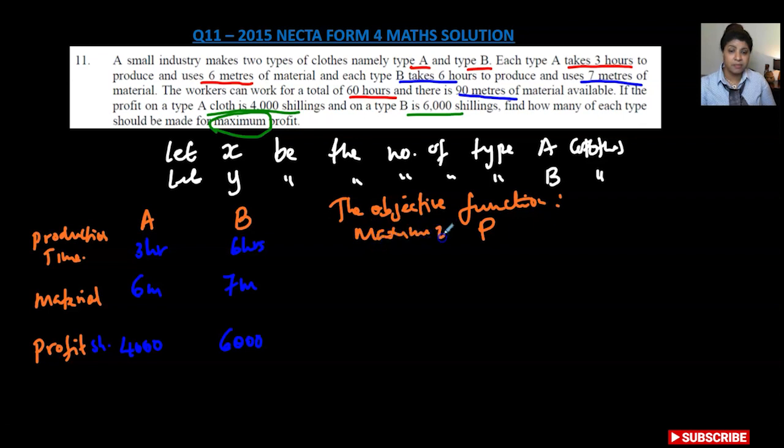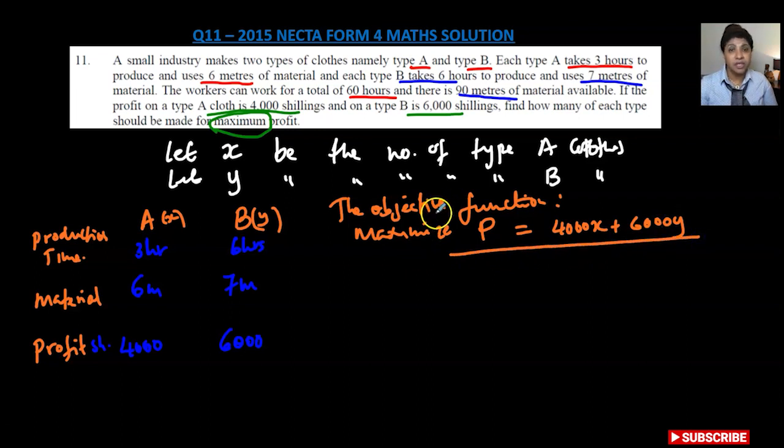profit, and that's going to be equal to 4,000 shillings for each type A. So for X number of type A, it's 4,000 X, and for each of type B, it's 6,000 times the number of type B, which is Y. So that's 6,000 Y. This is our objective function.